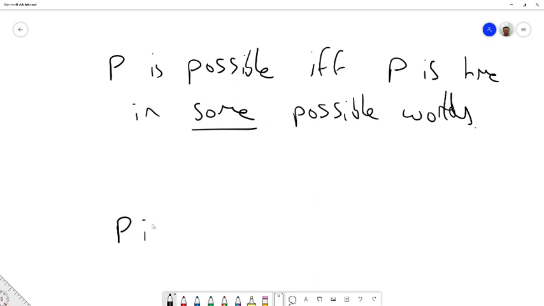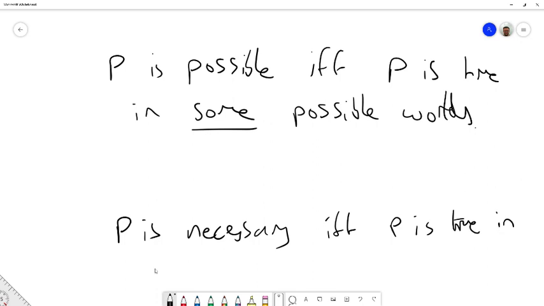And then we're going to have this: P is necessarily true, or necessary, we'll just say that. P is necessary if and only if P is true in all possible worlds. Okay? So 2 plus 2 equals 4. That's necessarily true, because no matter which possible world you go to, it's true in that world.